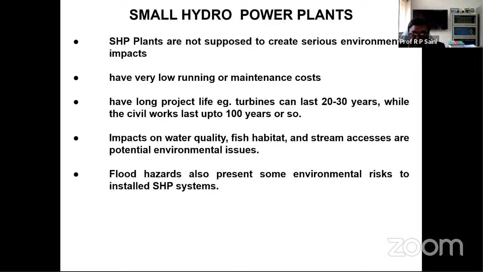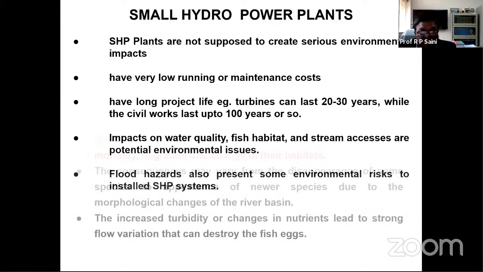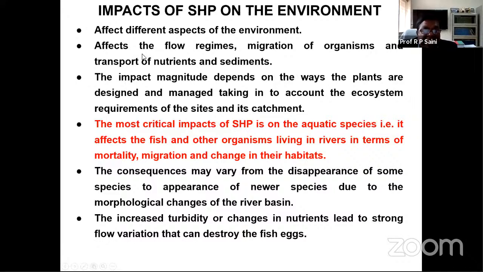I prepared the slides in detail, and I think they will help you when you read them yourself, but because of time limitations I cannot discuss much. The impact affects different aspects of the environment: the flow regimes and the migration of organisms. Basically, the most critical impact of small hydropower is on aquatic species.